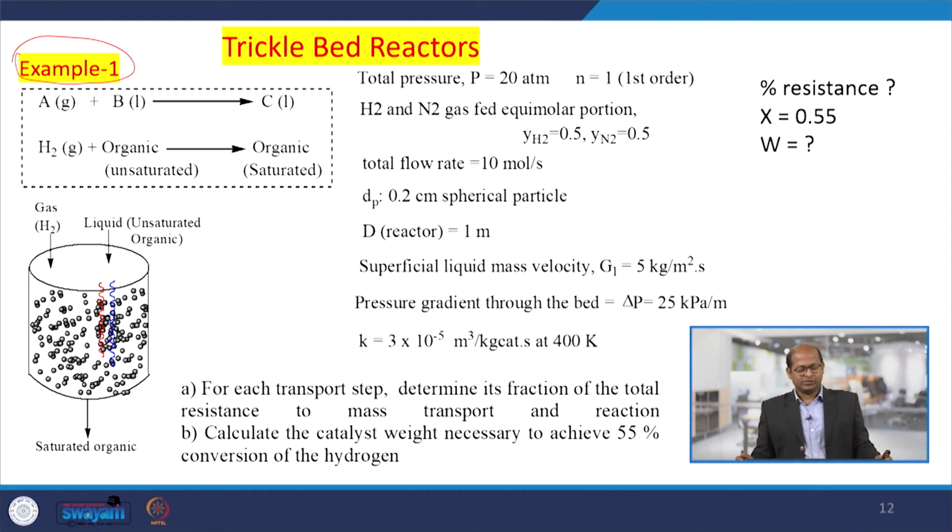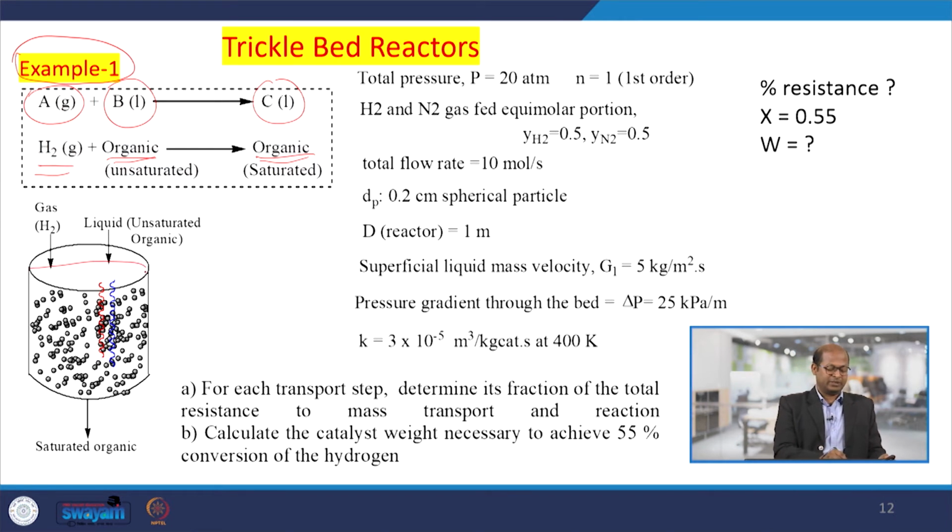Okay. So, here let us say component A is the gas, component B is the liquid, and component C is the product, which is also a liquid. So, A is the gaseous component, B is an organic liquid, and component C is another organic liquid that is formed as the product. Okay. So, this is the trickle bed reactor.